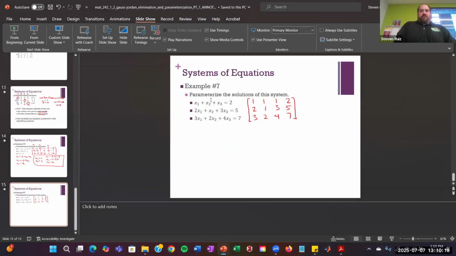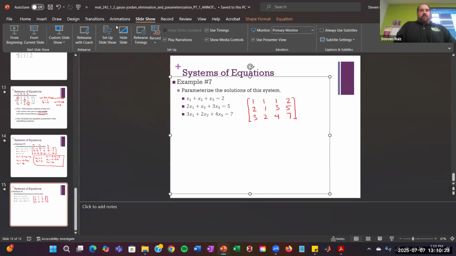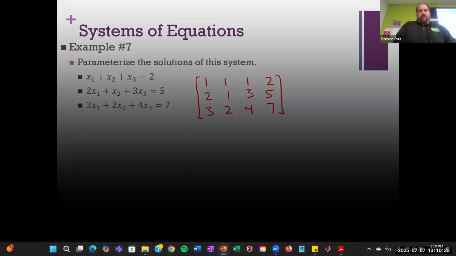Let me buy myself a little more space. All right, so what do we need to start by doing?